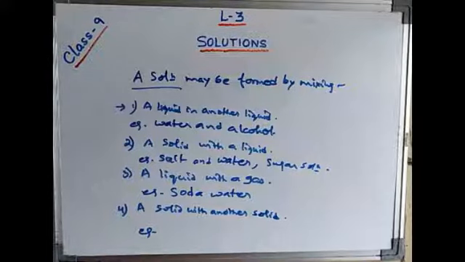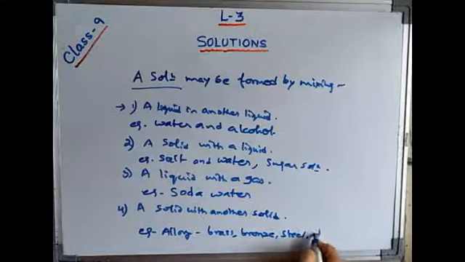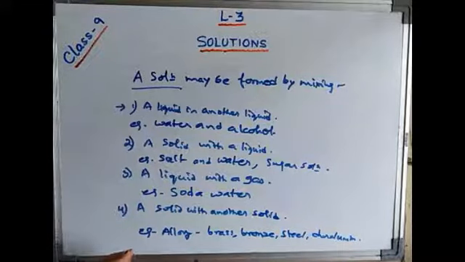Now coming to another category. Next one is a solid with another solid. This example you have done in the lower classes, the formation of an alloy. Any alloy you can take, like brass, bronze, steel, or duralumin. All of them are alloys. An alloy is a homogeneous mixture in which two or more metals or non-metals are mixed in a certain proportion in a molten condition to form an alloy. These two solids mutually mix in the molten condition and form an alloy, which is again a hard solid. In this way we can say this is an example of a solid with another solid.